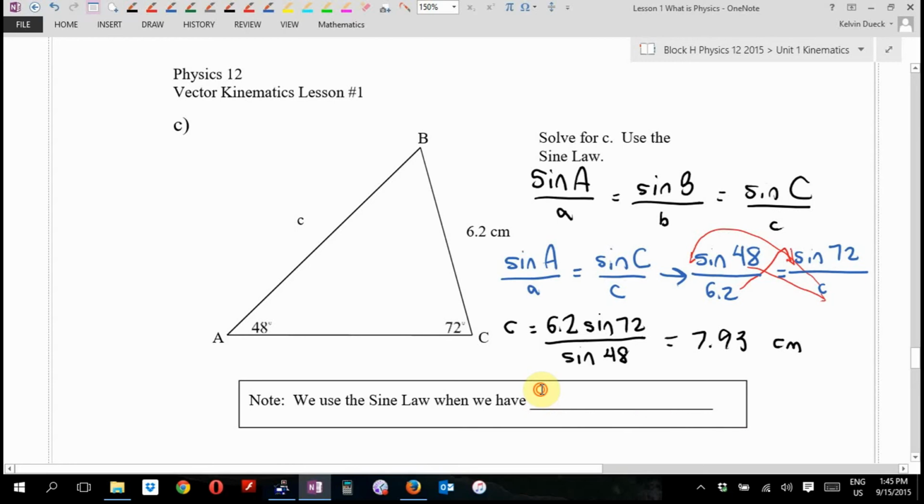So I wrote, we use the sine law when we have a pair. Do you guys understand what I mean by a pair? The angle and the one across from it, not beside it, the one across from it. Come on. I want to stop right there. There we go.